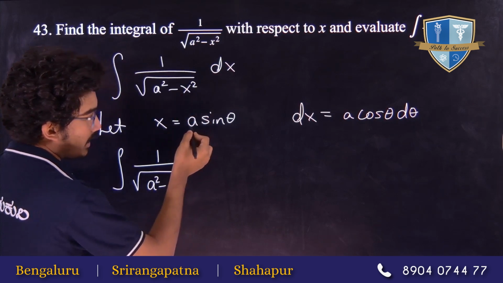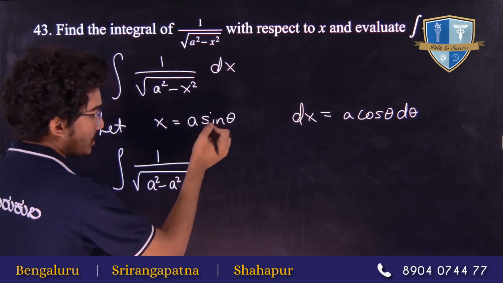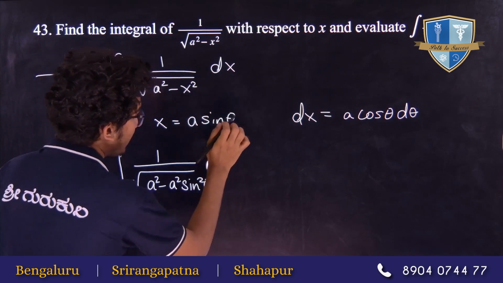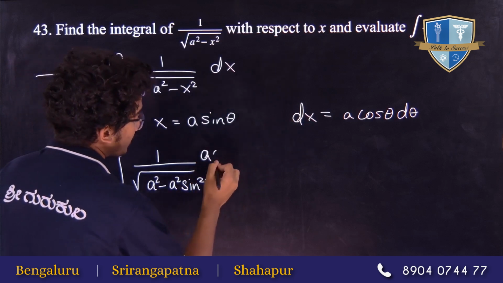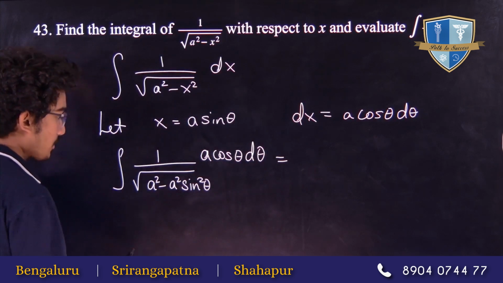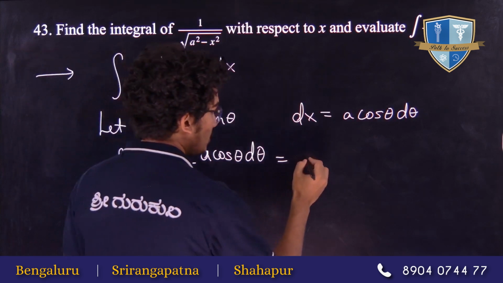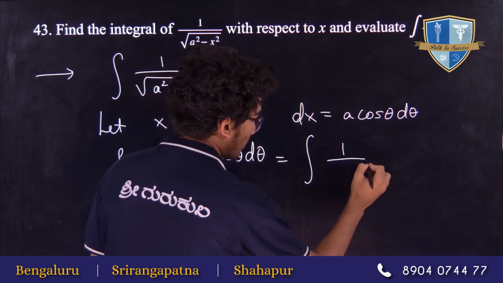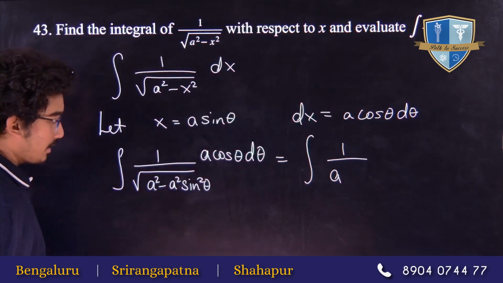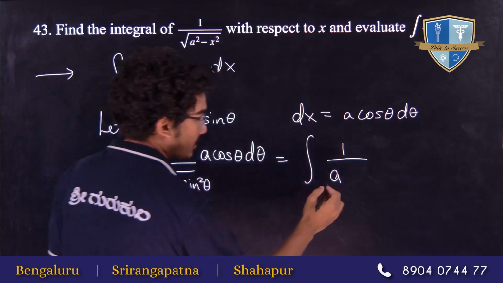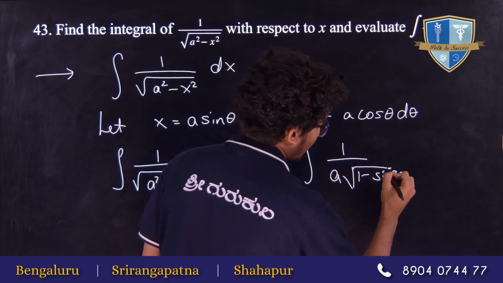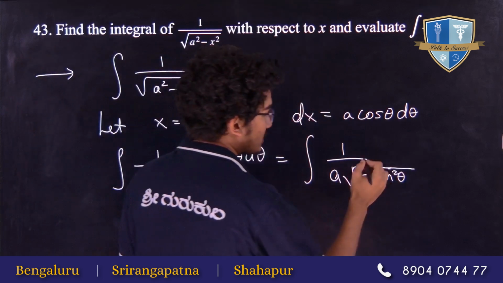So now this integration will become 1 upon root of a square minus, instead of x we are writing a sine theta. So x square will become a square sine square theta, and instead of dx we can write a cos theta d theta, correct? Now we will take a square common here, and a square will come out of the root and it will become a, and under root it will be 1 minus sine square theta, and in the numerator we have a cos theta d theta.